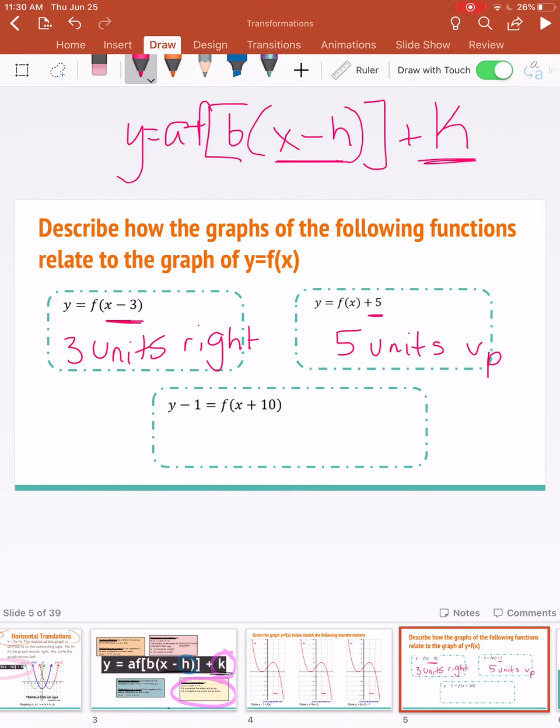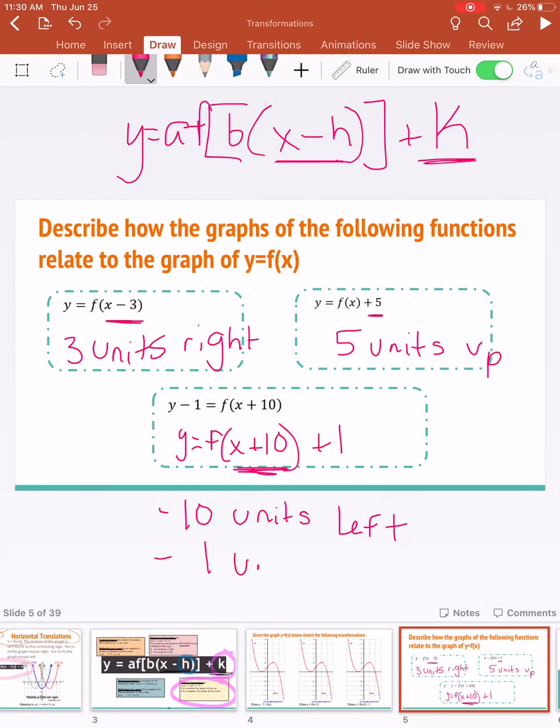This next question though, notice how that y variable is not isolated. So we want to isolate that y variable first. That means we're going to add the 1 over. Now we see that there's a horizontal translation, because that f at x is replaced with f at x plus 10. That means we're moving 10 units to the left because we changed the sign. And then the positive 1 shows us a vertical translation, so we're moving 1 unit up. So we have a horizontal and a vertical translation.